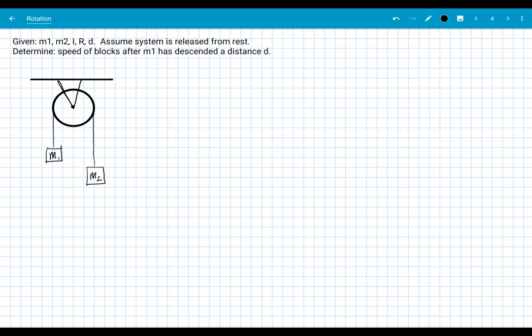All right, let's look at another torque situation here. So this is an Atwood machine. It's a situation you should be fairly familiar with at this point. So our focus is more on the pulley here.